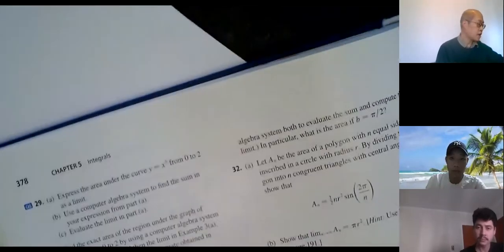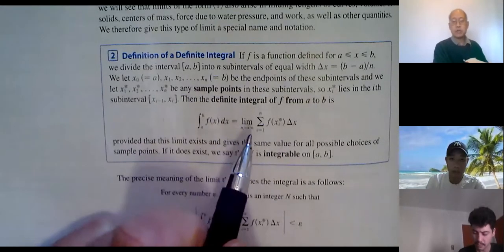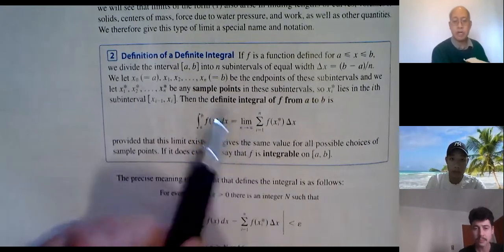Now, they actually give us a definition. I don't want you to worry about the definition too much. Okay, so don't get scared by all this other extra stuff. It's true, it's correct, but I'm just giving you what you need.